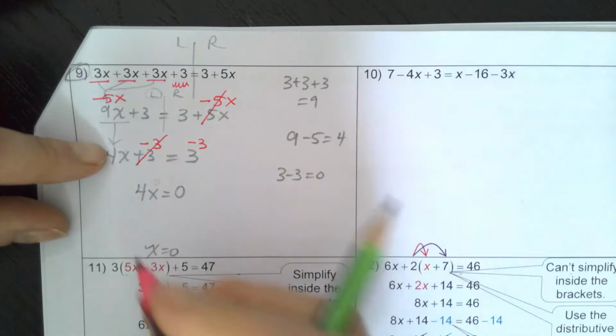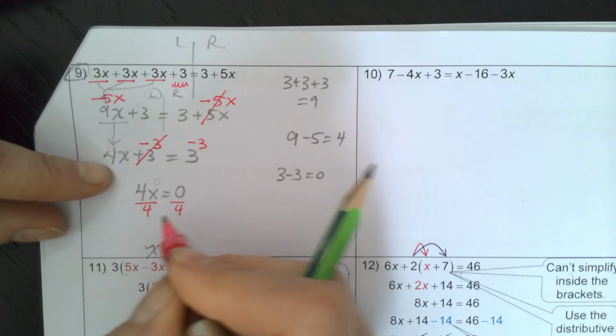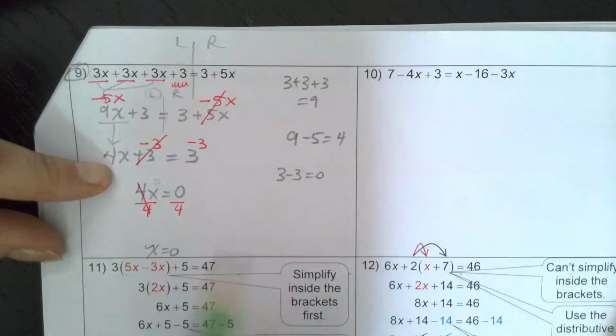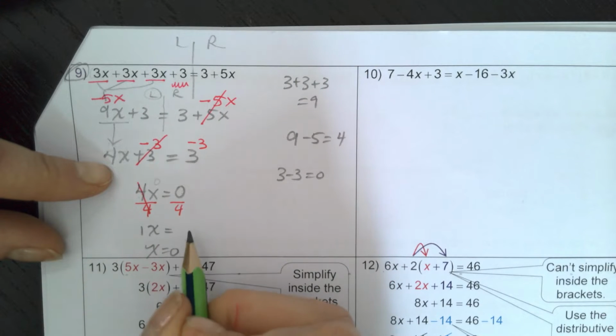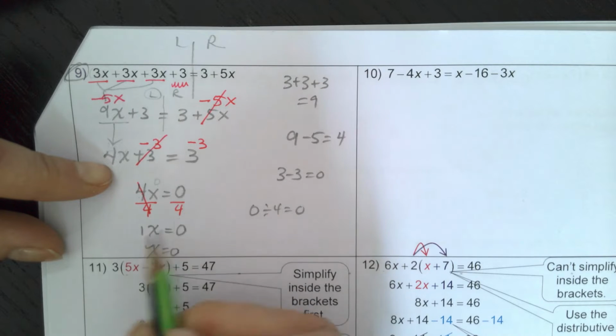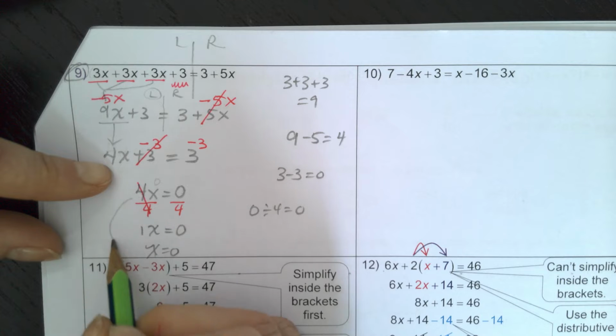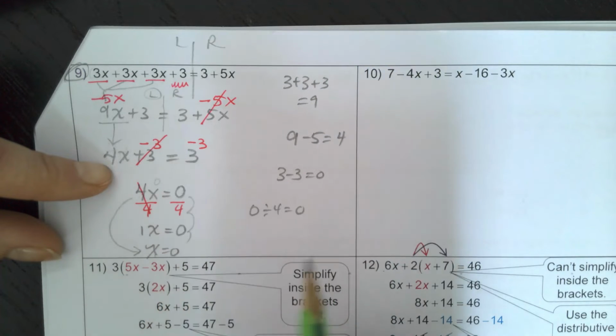Or they go, x wants to be alone. I have to get rid of the best friend. 4 divided by 4 is 1. So I go 1x equals, what's 0 divided by 4? 0, which is the same as x equals 0. Okay, so you can go from here to here or go step by step.